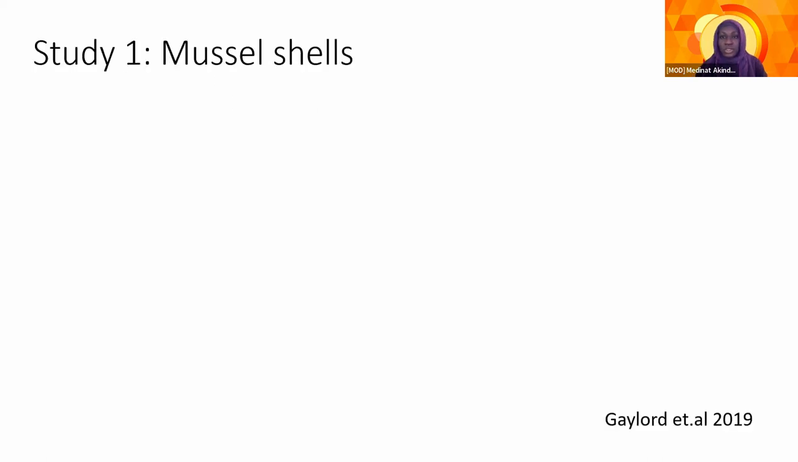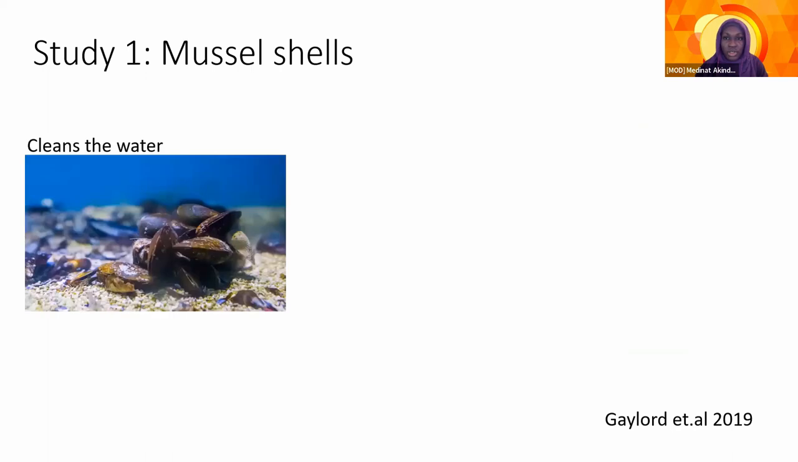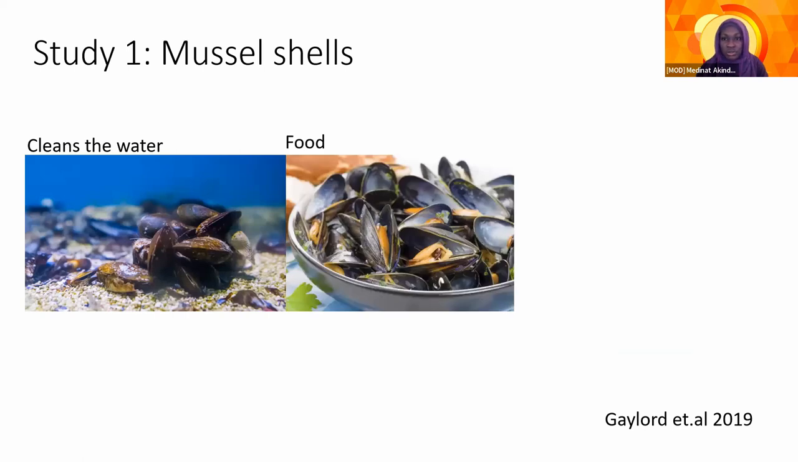The first study that we're going to look at is mussel shells. Mussels are important for the environment because they clean and purify the water. They're also an important source of food. Fishes and turtles eat mussels and also birds. We humans also eat mussels. I haven't personally tried mussels, but some of you may be familiar with eating mussels. So now we can look at the results from the research study.